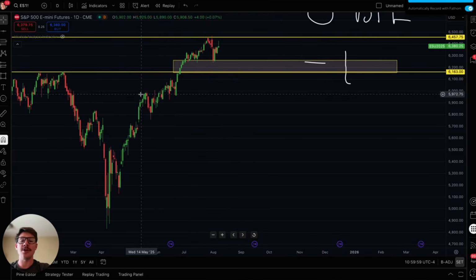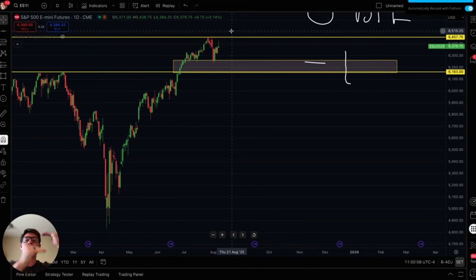So those are the three stages I look at. What's the overall trend? What's the support zone that I'm looking to target? Are we bouncing there? If so, can we get above that previous resistance level? And we just do that time over time.